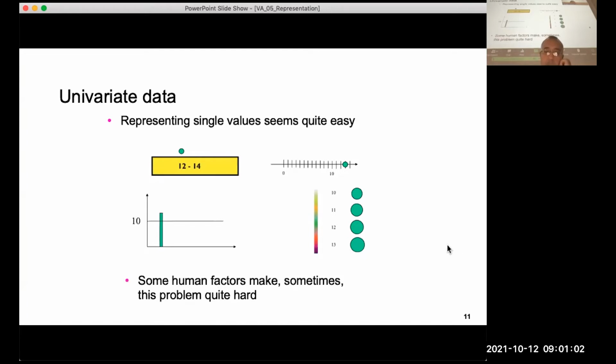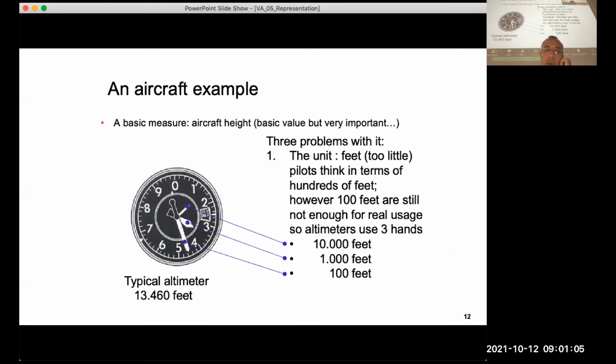And I really like the example provided by Bob Spence because it is about aircraft. I love aircraft. And the first idea is about just a single basic measure: the aircraft altitude. It is a single value, but very important, of course. Having an idea of your height above the ground is basic information for any pilot. And there are three problems with it.